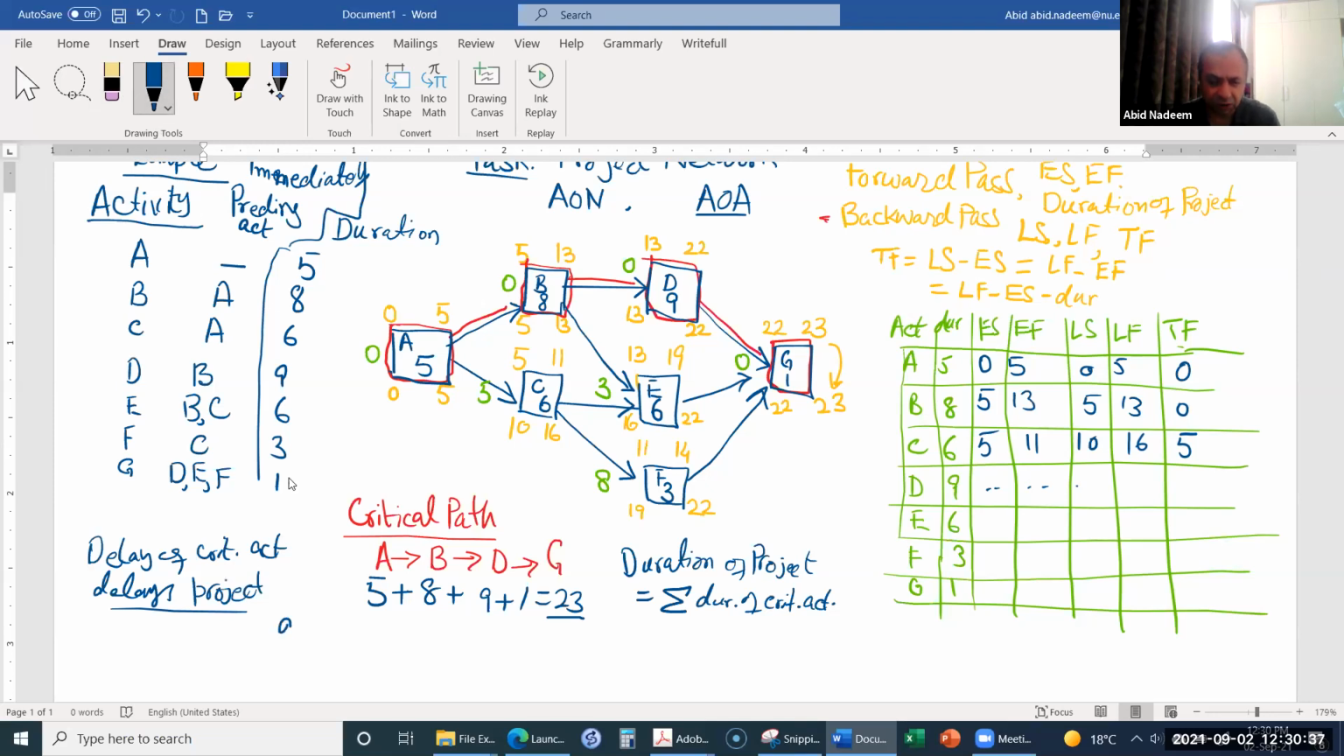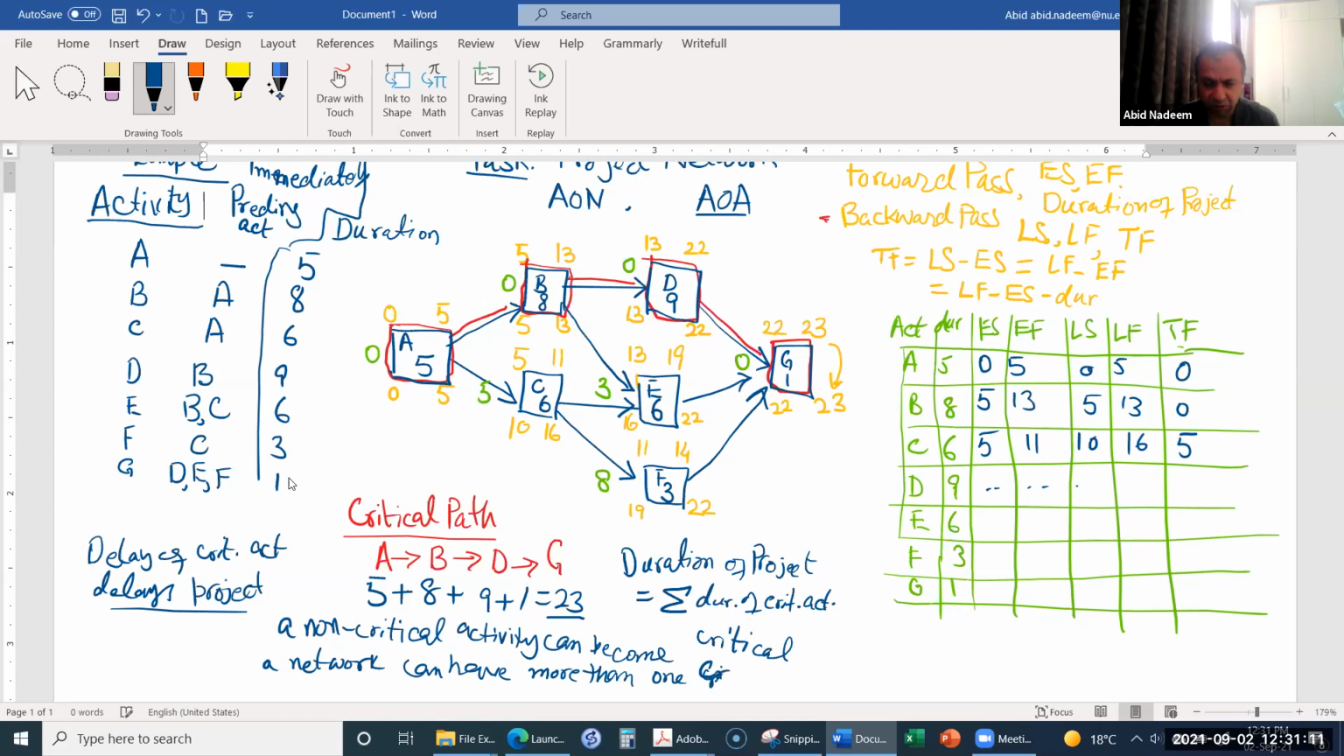Okay. So a non-critical activity can become critical as a result of changes in the project, and a network can have more than 1 critical path. Okay, so that is for this example.